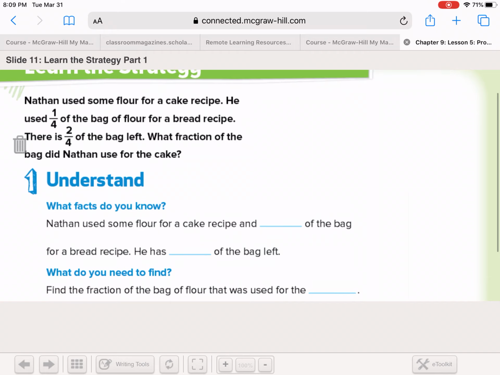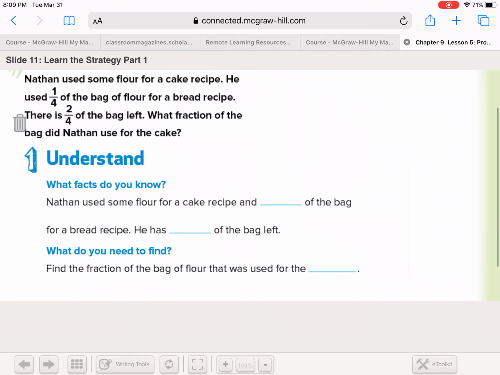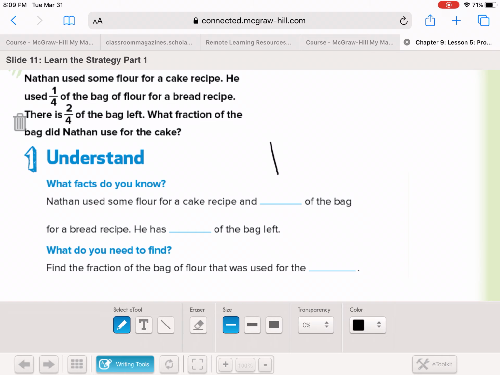All right. Nathan used some flour for a cake recipe. He used 1/4 of the bag of flour for a bread recipe. There is 2/4 of the bag left. What fraction of the bag did Nathan use for the cake? Nathan used some flour for a cake recipe, and we know that it is 1/4 of the bag for a bread recipe. He has 2/4 of the bag left. Find the fraction of the bag of flour that was used for the cake.